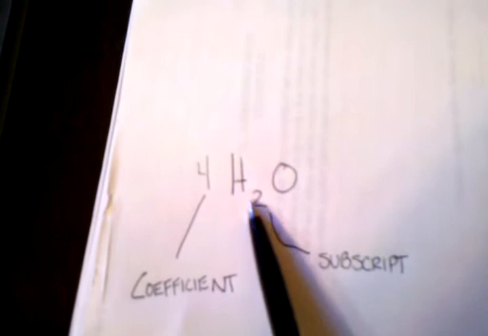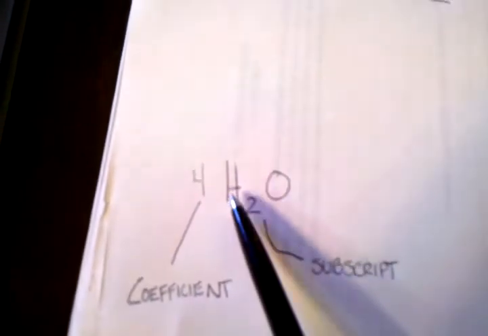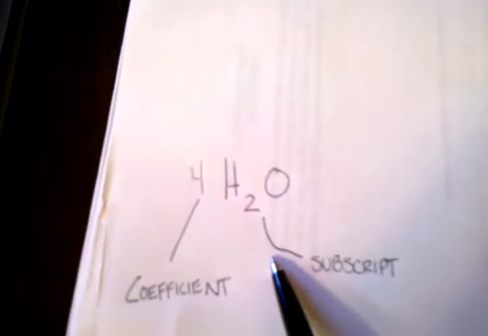This right here, to illustrate, is a coefficient. When adding a coefficient to a compound, all you're doing is making more of the compound. You're multiplying the entire compound. So therefore, you're not affecting the individual atoms in this compound.